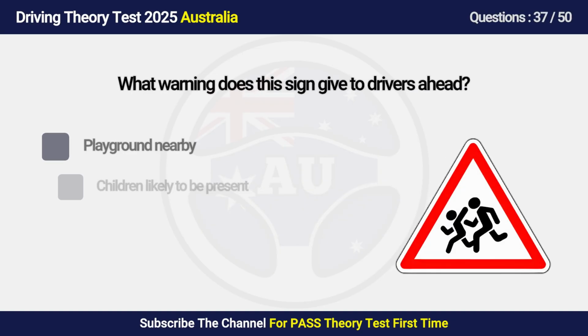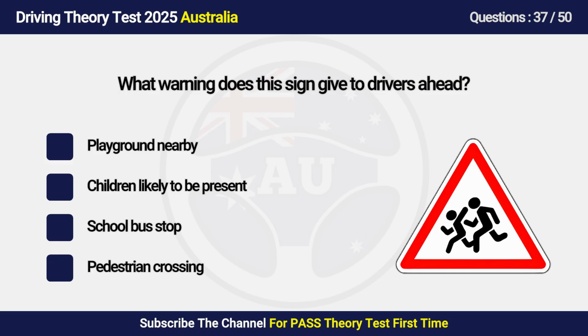Question 37. What warning does this sign give to drivers ahead? A, playground nearby, B, children likely to be present, C, school bus stop, D, pedestrian crossing.